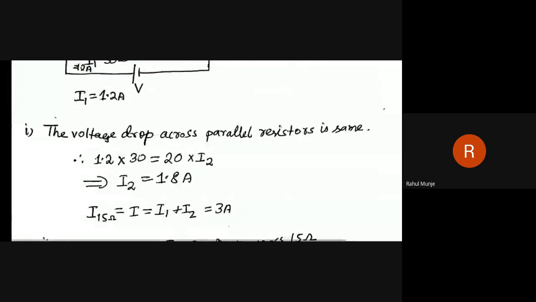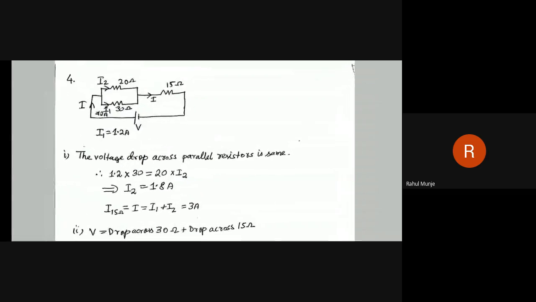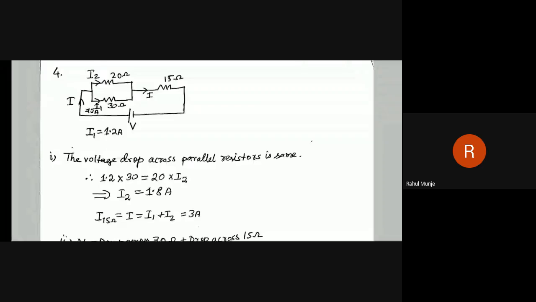Yes. So this is the solution. First let us discuss the value, the circuit. According to the circuit, I1 is given. So the voltage drop across parallel resistors is the same that I was saying. That the voltage across the 20 ohm resistor and 30 ohm resistor is the same. And voltage across the 30 ohm resistor is easily found out because I1 is given. So 1.2 multiplied by 30 is the voltage drop, and the same voltage drop is in case of whatever is in the 20 ohm resistance.